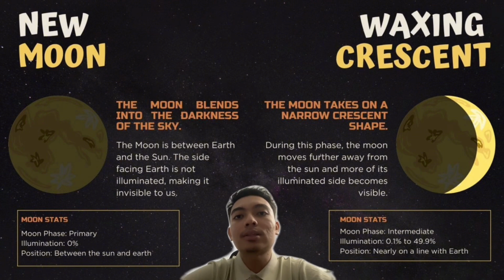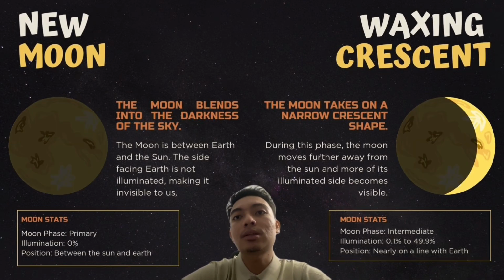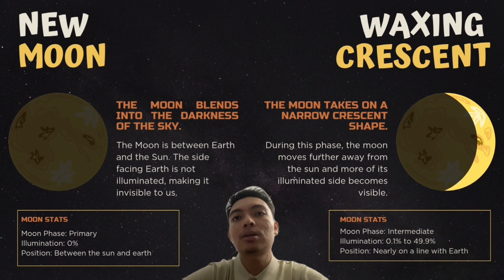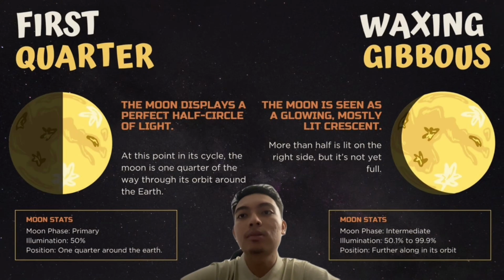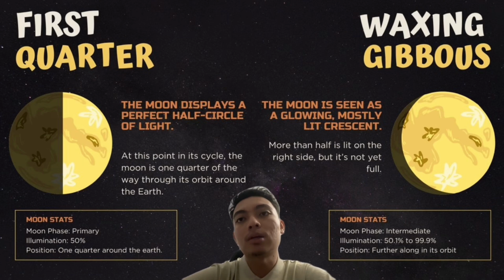The waxing crescent: as the moon moves along its orbit, a small part of it becomes visible. This is the waxing crescent phase. The moon appears as a thin crescent in the sky and each night more of it lights up. Next is the first quarter. Here, the moon is 1/4 of the way through its orbit. Half of the moon's surface that faces Earth is illuminated, forming a perfect half circle.